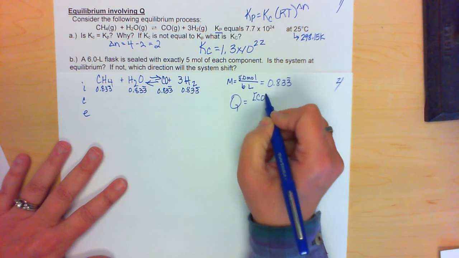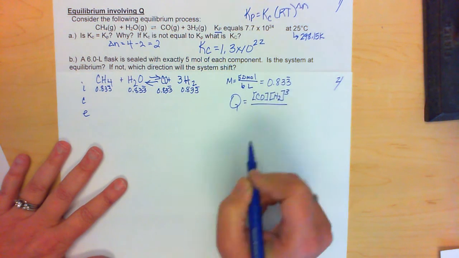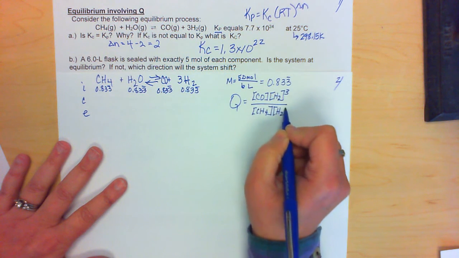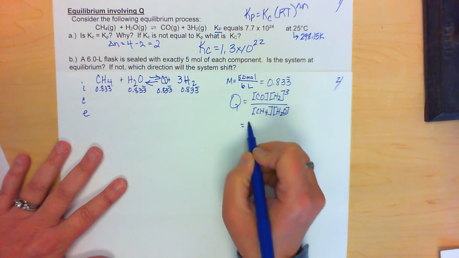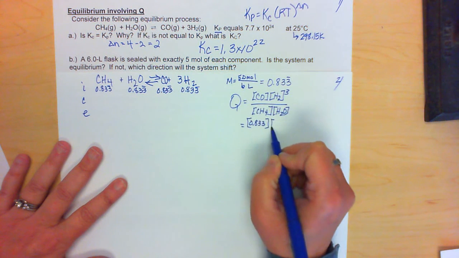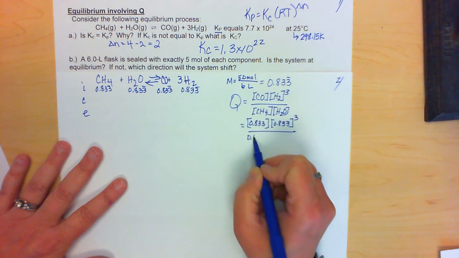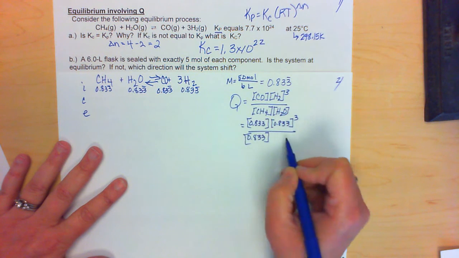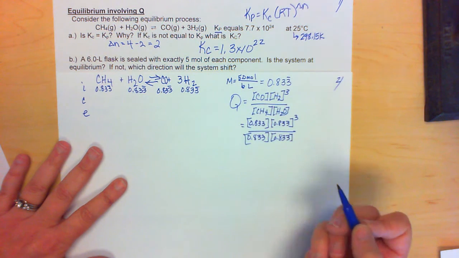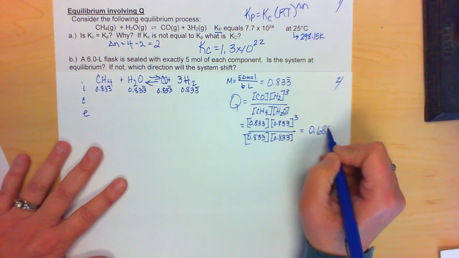Q is equal to CO times H2 cubed over CH4 times H2O. We're going to plug in what we know. It's 0.833 times 0.833 cubed over 0.833 times 0.833. So my Q value comes out equal to 0.6889.